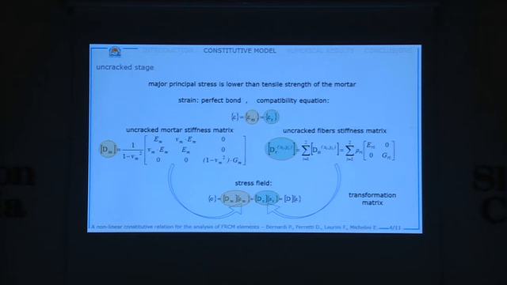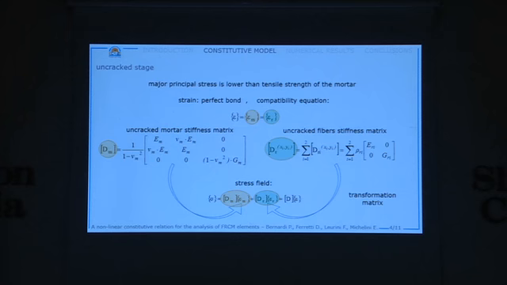So, a generic point can be cracked or uncracked. It's considered uncracked if the tensile stress in that point is lower than the tensile strength of the mortar. So, the hypothesis of perfect bond is still valid, and the strain at that point of the mortar is equal to the strain of the fiber grid that is equal to the total strain. So, the 2 stiffness matrices, one of the mortar and one of the fiber grid, can be written in the classic way, and the stress field is the sum of the stress in the mortar and the stress in the fiber grid.